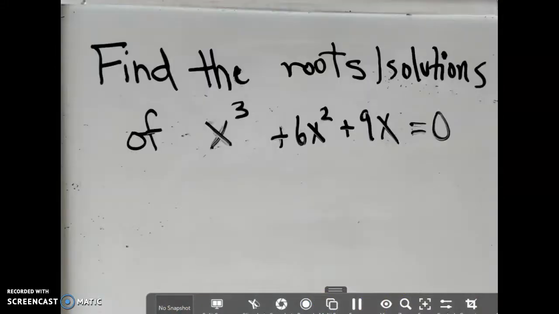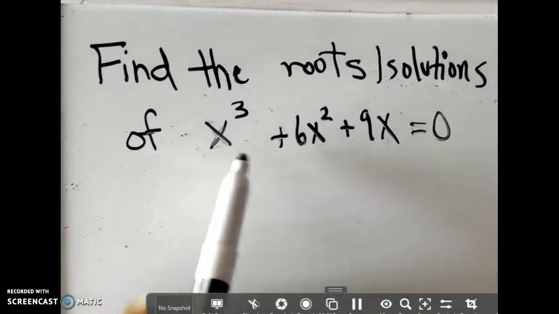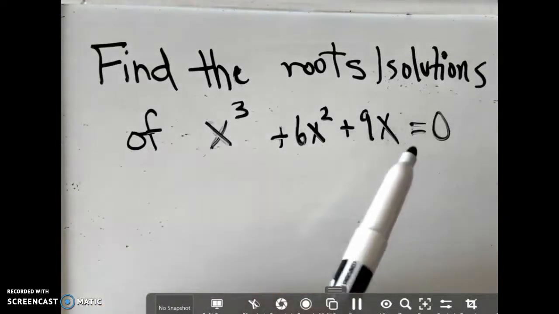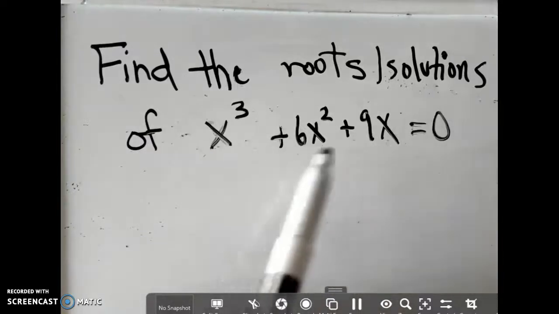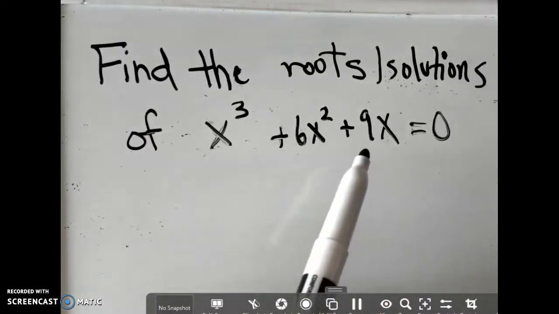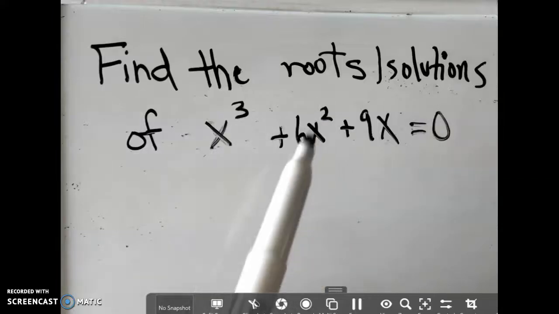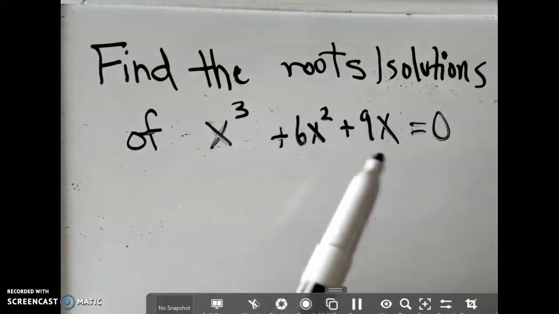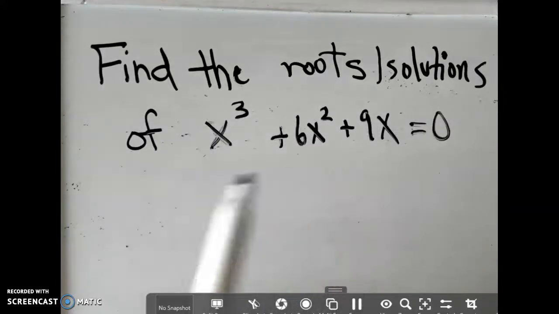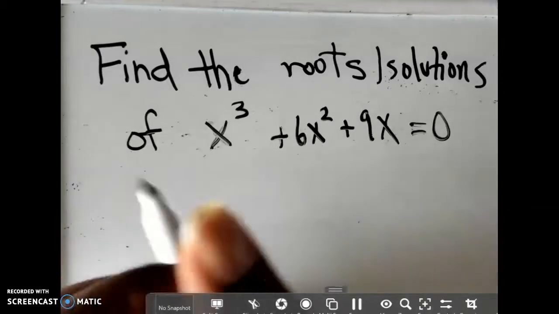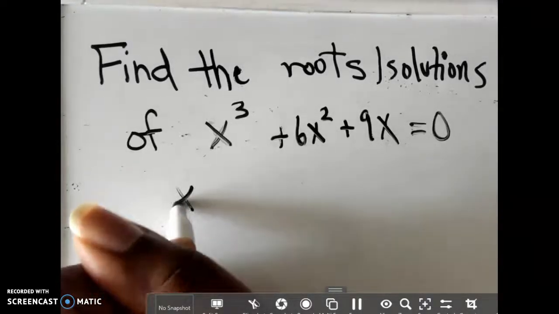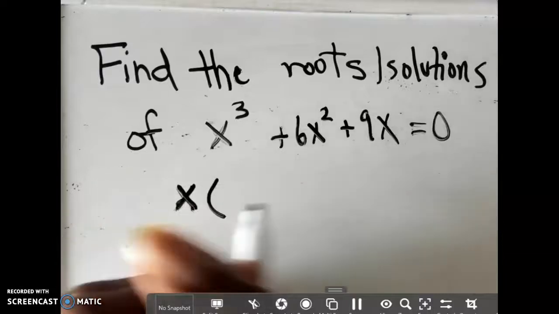Alright, another example of finding the roots of solutions. Let's say we have the polynomial x cubed plus 6x squared plus 9x equals 0. So again, we have to assess the different terms that we have in the polynomial. We have a term with x, another term with x, and a third term with x in these three terms. So since all of these have x, we can start off by just factoring out that x from the three terms.